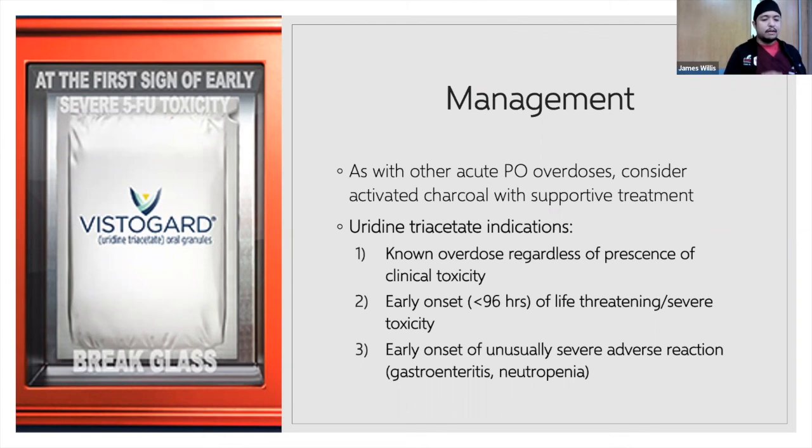The main indications include a known overdose, regardless of the presence of any clinical toxicity. So if someone comes in and they had 3 empty pill bottles of capecitabine right at their bedside, and you're pretty sure that they're having a known overdose, that's an indication. Second is early onset of life-threatening or severe toxicity. And the third is early onset of unusually severe adverse reaction, usually if they're having really severe gastroenteritis within the first 96 hours, or neutropenia. You can consider giving uridine triacetate. You can also get plasma uridine levels to measure the progression of all of this.